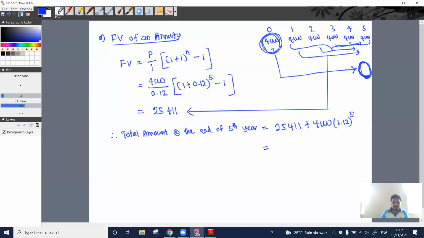Yes, 32,460. At the end of the 5th year, he should have 32,460 rupees in his account. At the end of the 5th year.